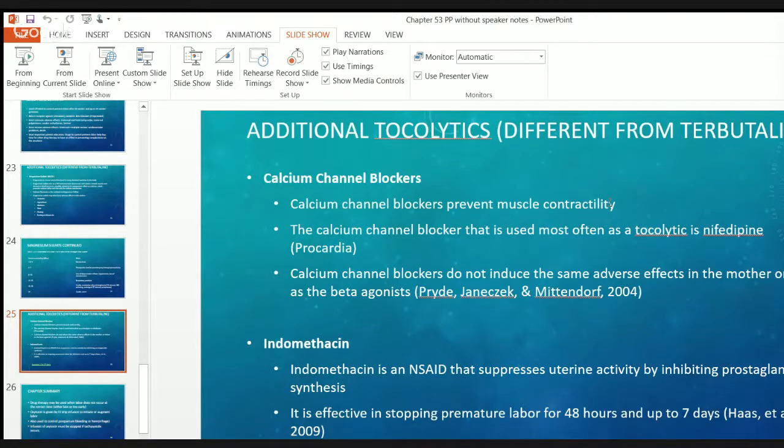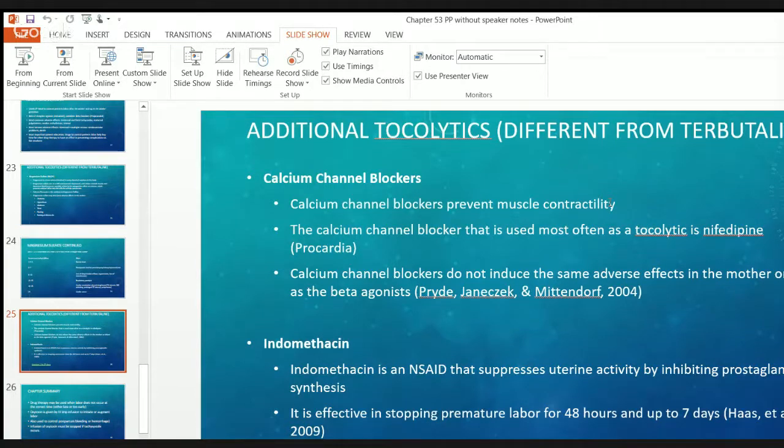So we see these calcium channel blockers do not induce the same adverse effects in the mother or infant as the beta agonist. A lot of doctors like these. It's a blood pressure medication, so as long as her blood pressure isn't super low, it's a pretty good alternative. Research has shown that calcium channel blockers like nifedipine are as effective, if not more effective, in preventing preterm labor as the more traditionally used beta agonists like terbutaline. So this was pretty popular.